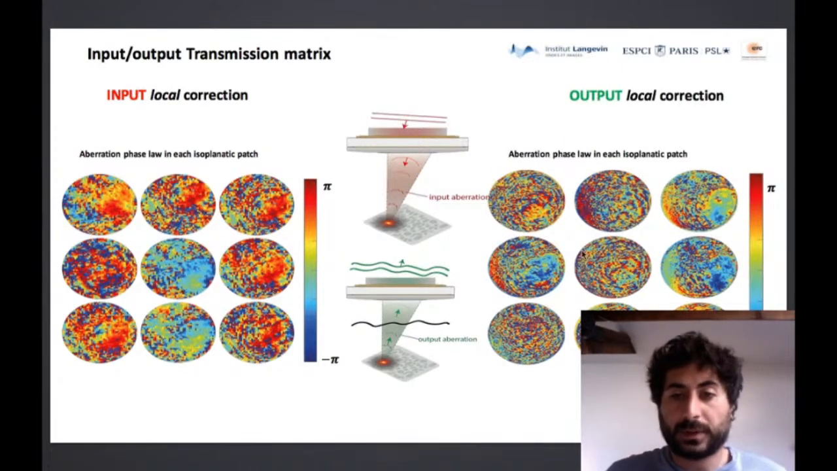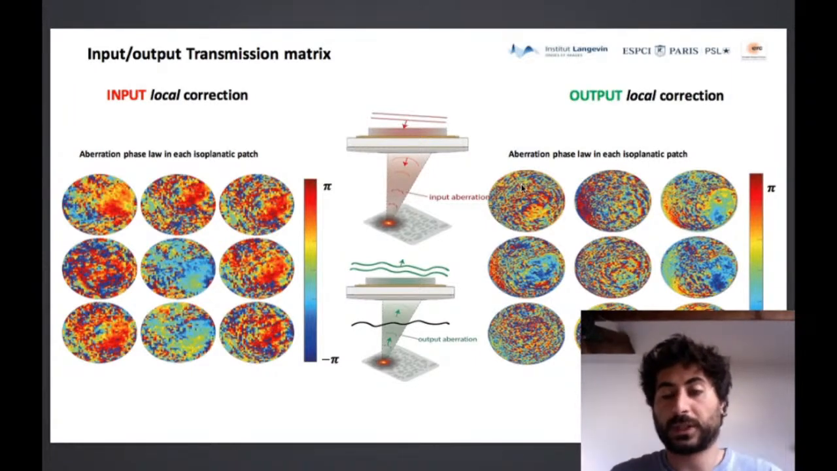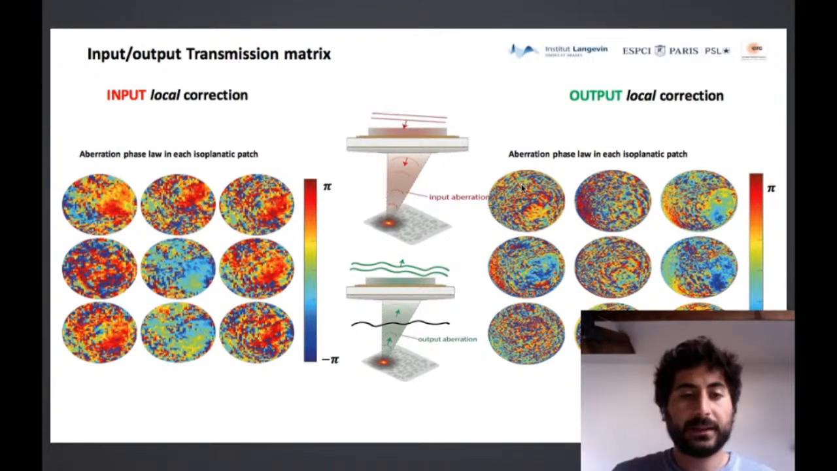Now at the output we can see different aberration phase laws which correspond to different isoplanatic areas on the field of view. And we can see that there are some differences between the input and the output. This is due partly to the sampling at the output being larger than at the input, and because the positions of the input and output planes are quite different, and it's hard to make these two planes match together experimentally.